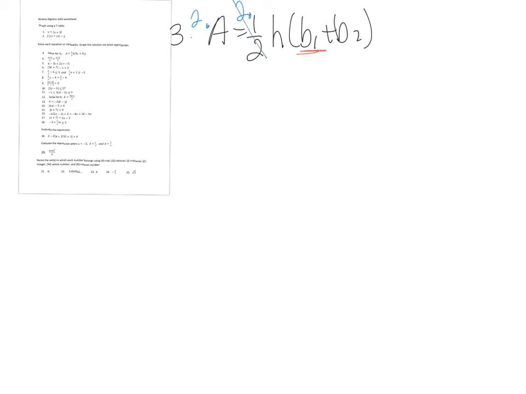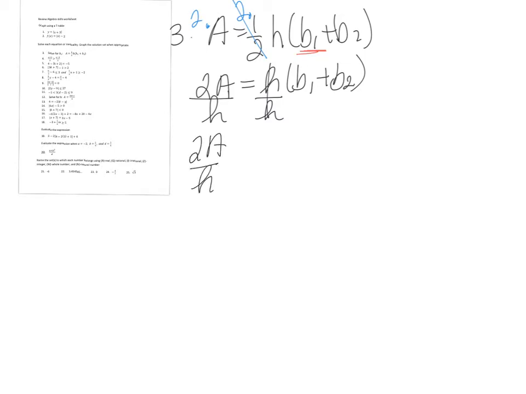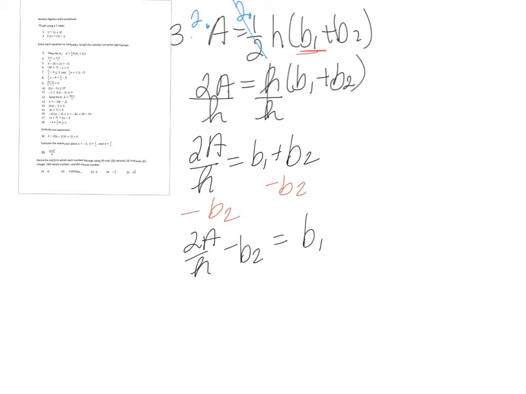The 2 times 1/2 is 1. So I get 2A equals h times (b1 plus b2). Now I need to divide by h. H divided by h is 1. We get 2A over h equals b1 plus b2. Now I can subtract my b2 from both sides, and I get 2A over h minus b2 equals b1.